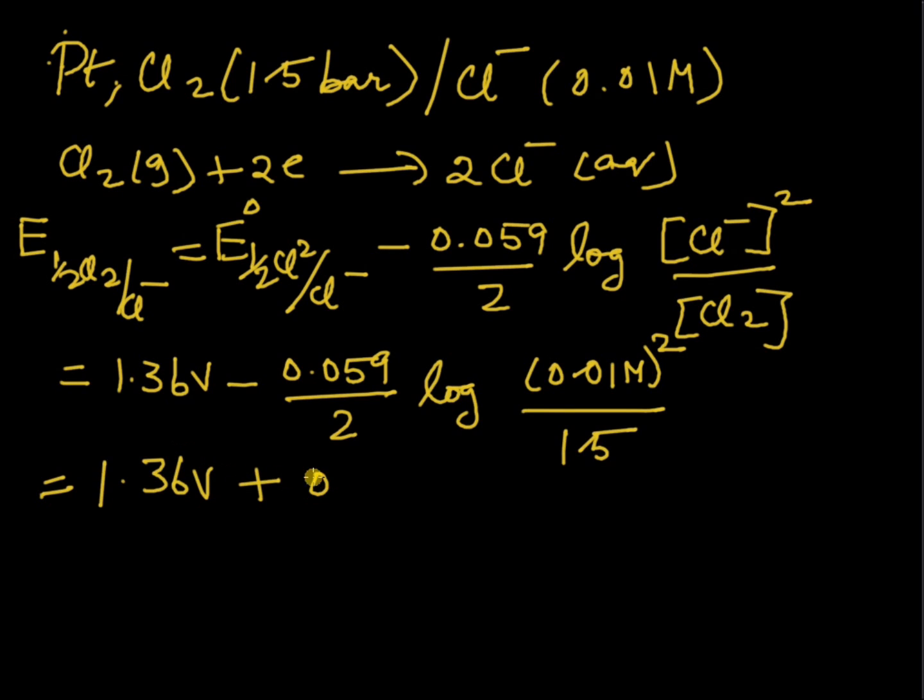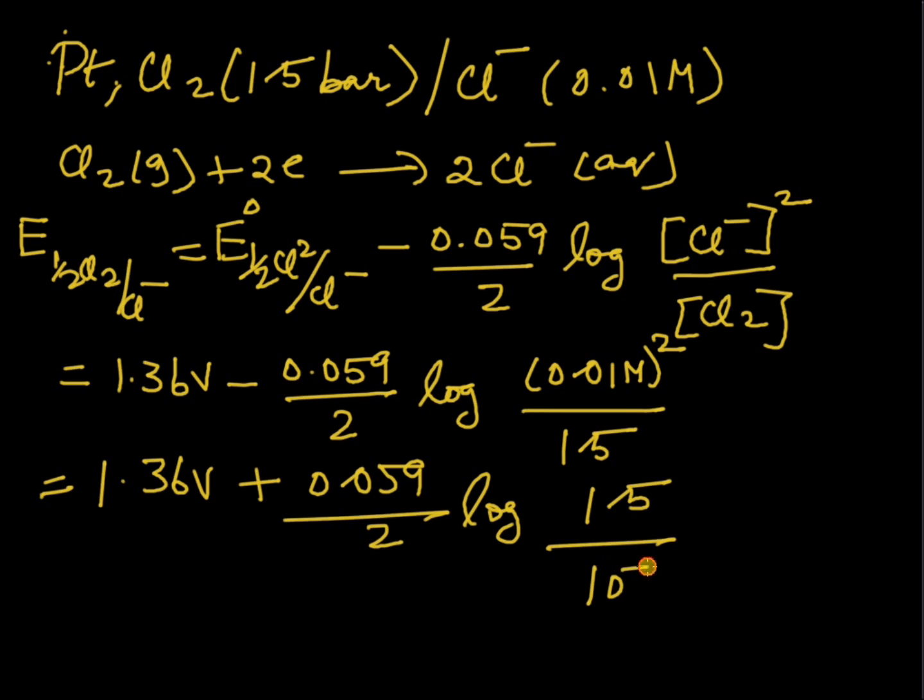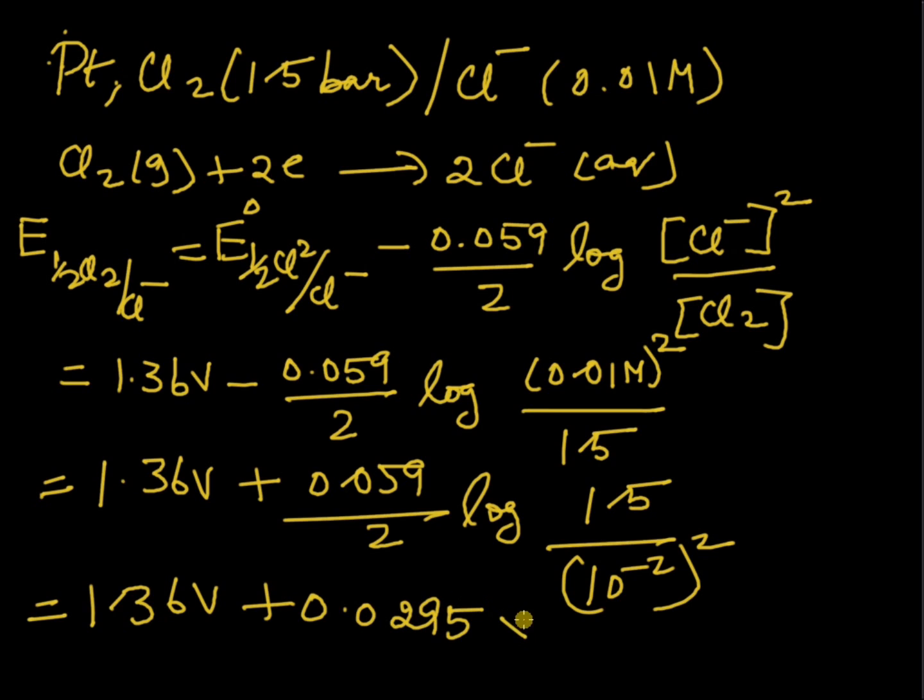You can change the sign here, 0.059 by 2 logarithm of 1.5 by 10 to the power minus 2 the whole squared. So this will become 0.0295 into logarithm of 1.5 into 10 to the power 4. So that would be easy for you to solve. So the final answer would be 1.483 volt.